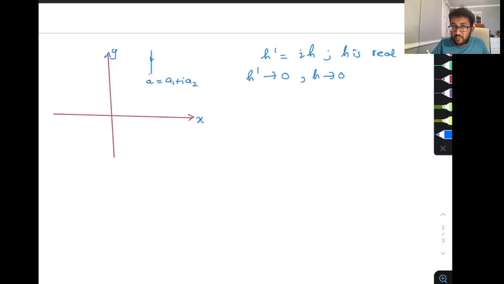So when h prime is equal to ih, then a plus h prime, or ih, approaches a. Right. Now I know that my h prime is an imaginary number, and now I am using the same fact.